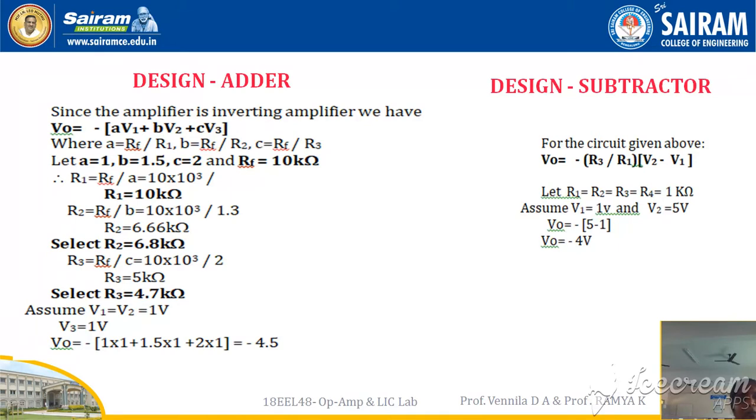Now your output voltage V0 will be minus (1, 1.5, 2, that is nothing but the A, B, C values) multiplied by X1, which is nothing but your values of voltages V1, V2, V3. So the obtained voltage will be minus 4.5.